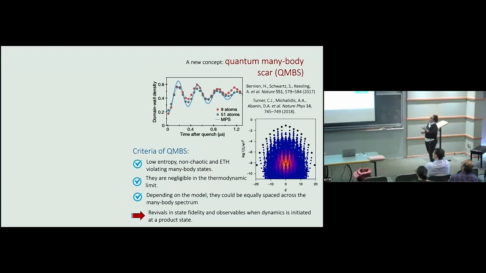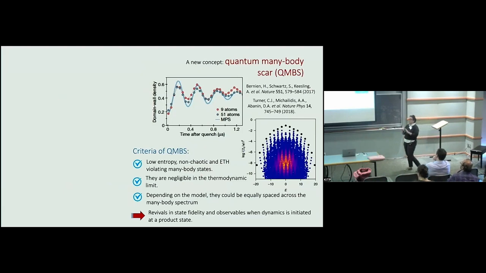Okay, so they were persisting in time, and that is remarkable because this is a non-integrable system, and we typically expect to see thermalization. But anyway, they saw these, and that actually started, I guess, a whole new field of quantum many-body scars, because later the origin of these oscillations was elucidated in the context of some special quantum many-body states that were embedded in the otherwise chaotic bulk of the spectrum. And these states are low entropy, non-chaotic, and ETH, eigenstate thermalization hypothesis, violating many-body states. An important property of them is that they are negligible in the thermodynamic limit. Some people will call this zero measure.